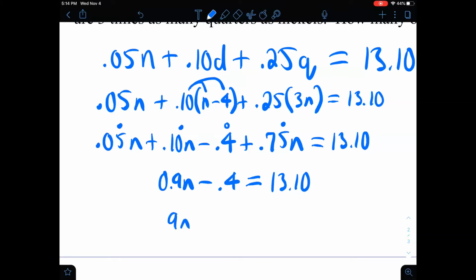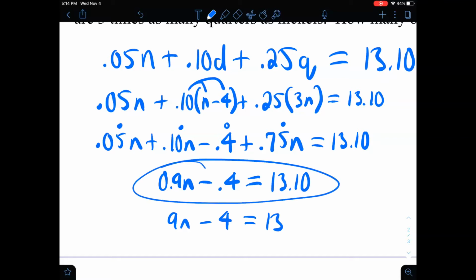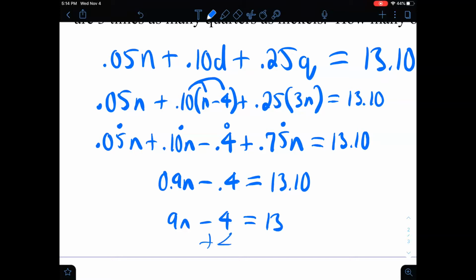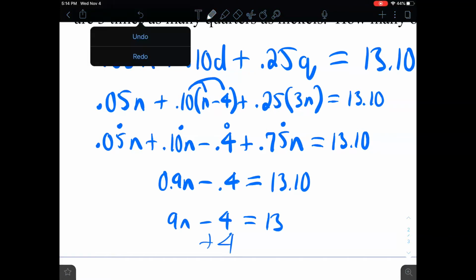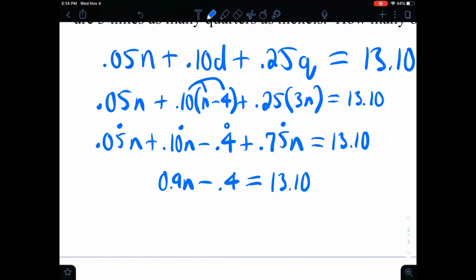Now, if we had 9n minus 4 equals 13, even though these are weird numbers, what would we do first? We would add 4 first, right? Well, it's the same thing here. Even though we have weird numbers, it's still being multiplied by 0.9 and subtracting 0.4. So we're going to get that 0.9n by itself, so we're going to add 0.4 to both sides.